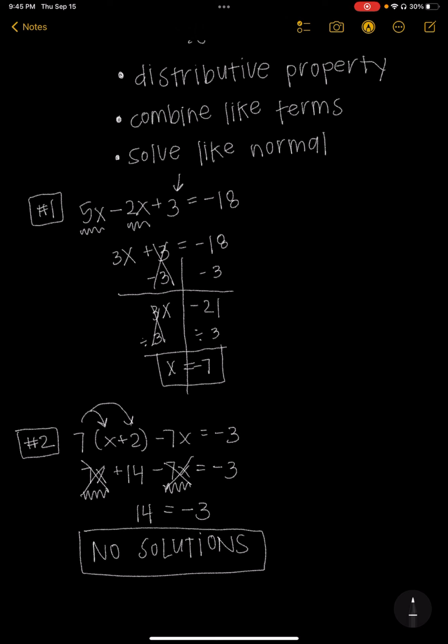So let me give you another example. If the x's canceled out, but I was left with something that did make sense, so if it was like negative 3 equals negative 3, then my answer would be all real numbers. So those are your two special cases.